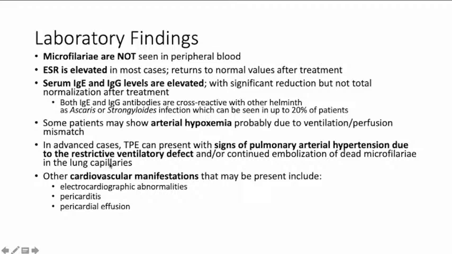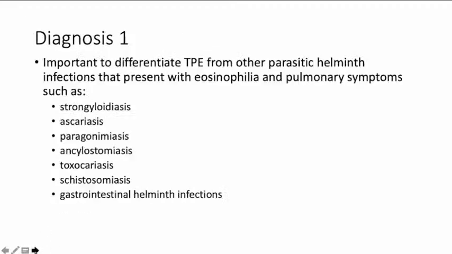You may have some cardiovascular manifestations that may be present, such as electrocardiographic abnormalities, consistent with, for example, patients who have pulmonary arterial hypertension. Some patients may have pericarditis, and some patients even may have pericardial effusions.